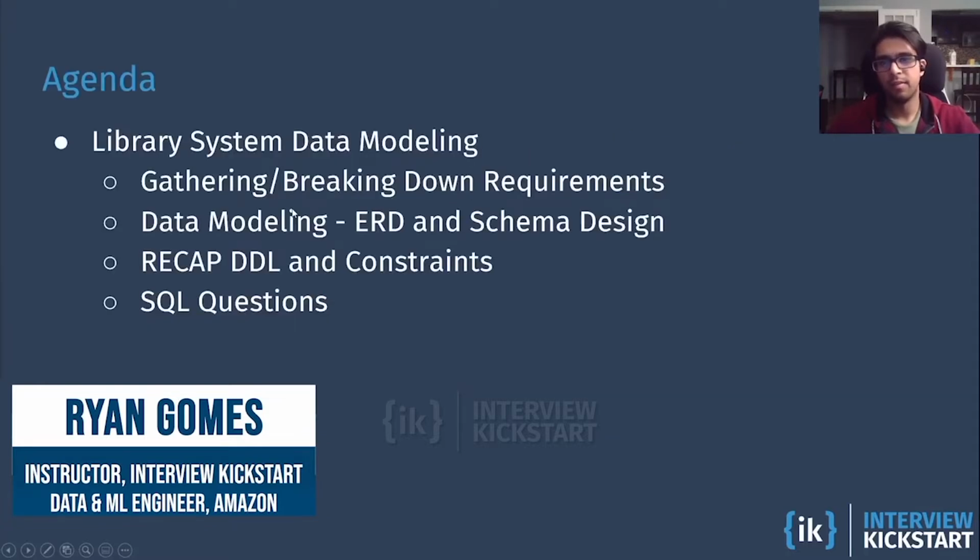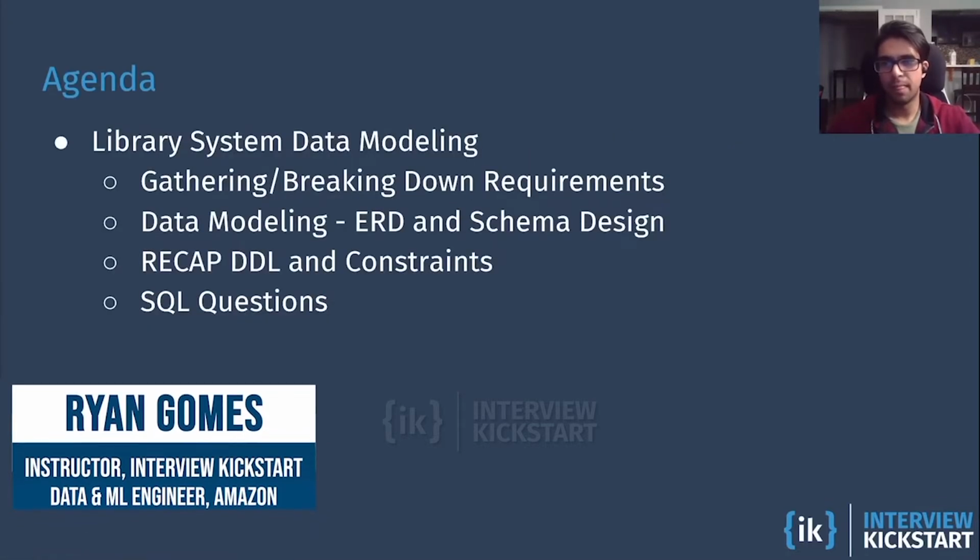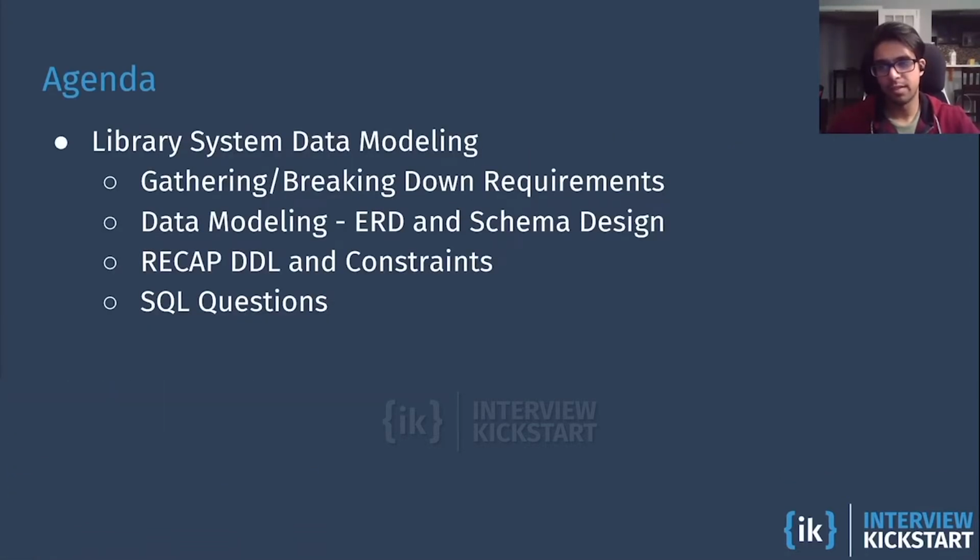Modeling question. Before we begin the agenda, we're going to be going through a design question to create a data model for a library information system. We'll go through getting requirements, breaking them down, and using the parsed out requirements to come up with what we're going to be implementing in an ERD and schema. We're also going to recap some general concepts on DDL and constraints.